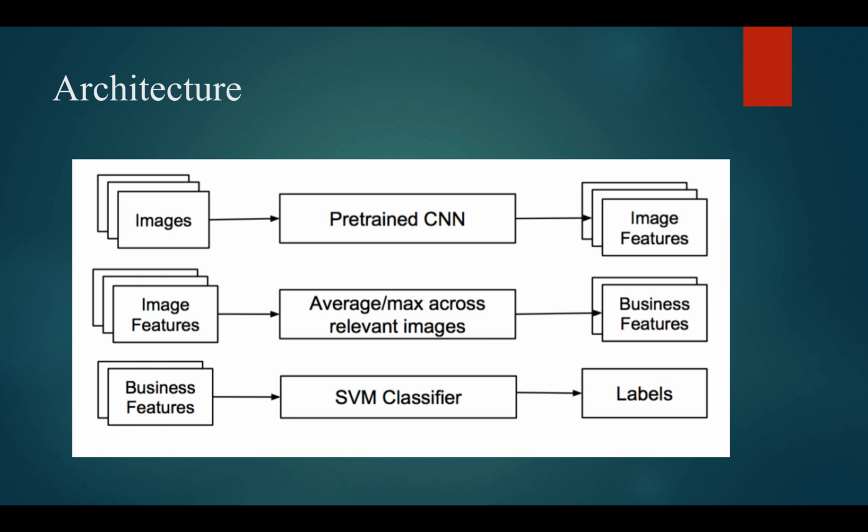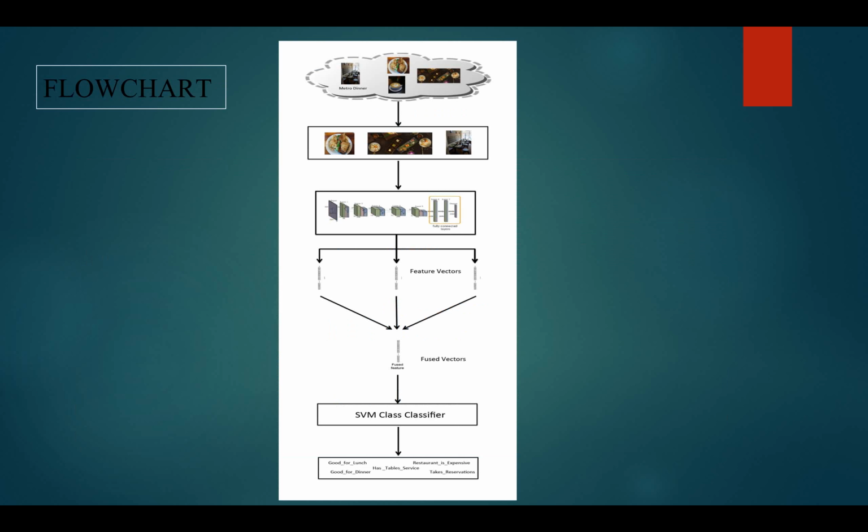The picture explains the architecture that I have implemented and that I have explained so far. The flowchart describes the flow of our project and the implementation steps. The images are provided by the Yelp community. They are pre-processed such that the training of the CNN happens in an ordered fashion. The photos of a particular restaurant are fed into the AlexNet trained CNN.